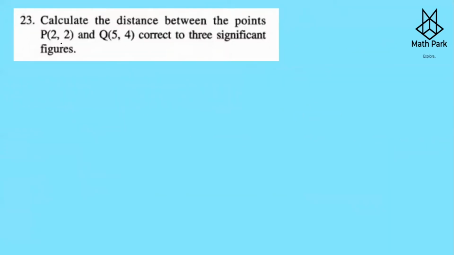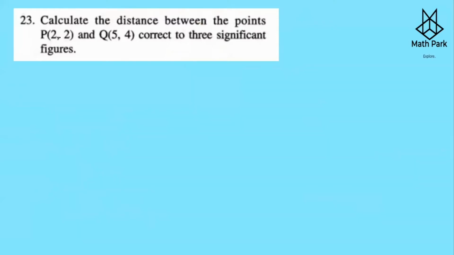Calculate the distance between the points P(2, 2) and Q(5, 4) correct to 3 significant figures. Okay, so this distance, that means we will be getting the answer in decimals. So what are significant figures? I'm going to post the video of that in the description of this video. Do watch it if you have a doubt on significant figures.